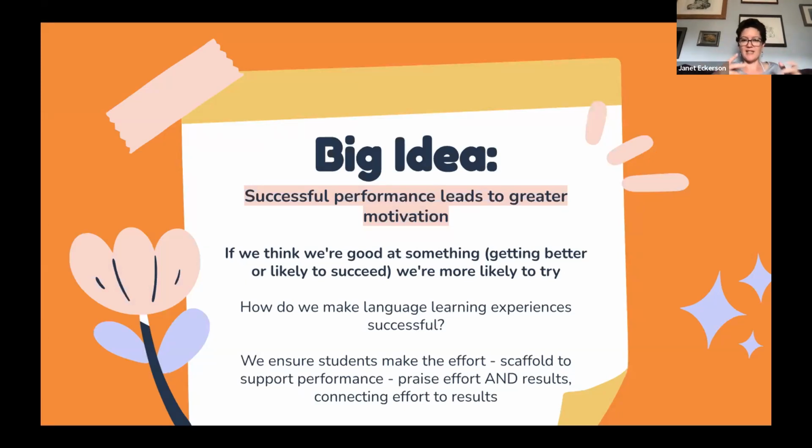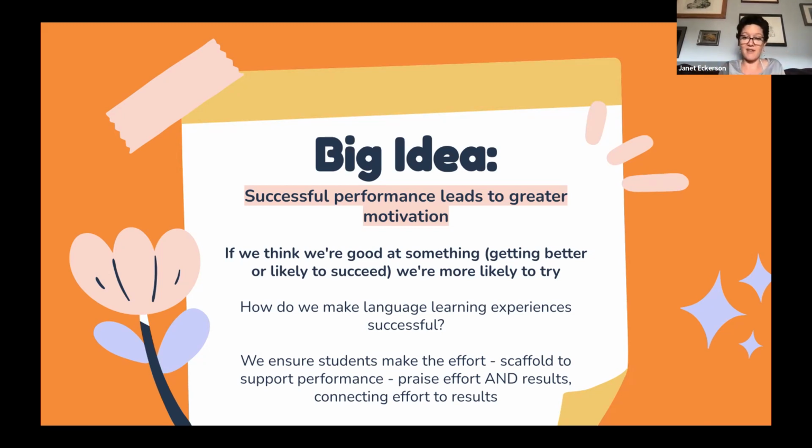So the next big idea here is kind of obvious, right? Successful performance leads to greater motivation. You can apply this to your regular life: when we think we're good at something, like we're improving or very likely to succeed, or maybe we have some talent, we are more likely to try. We're more willing to take a risk if we believe that our performance will be successful, right? Most of us are pretty averse to trying something, especially a public performance, where we think we will fail. Yeah? And this goes the same for students who are learners.